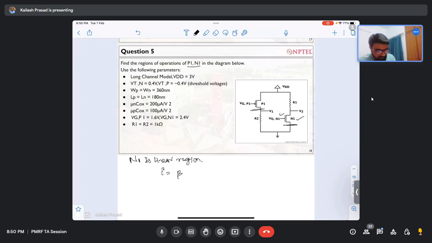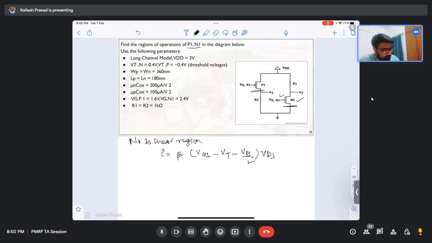So please tell me if I'm correct or wrong. VDS by 2 into VDS. Am I correct? Yes, sir. Okay, so this is the equation. Now see, VDS is V2 over here for N1, because source is 0. So VDS is V2. Everybody agrees? Now I will try to find V2 using KCL. The same I current will also flow through R1 because R1 and N1 are in series. So I can write another equation: V2 is equal to VDD minus I into R1. This I can write, right?